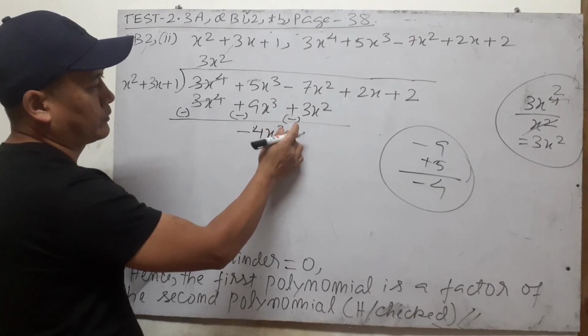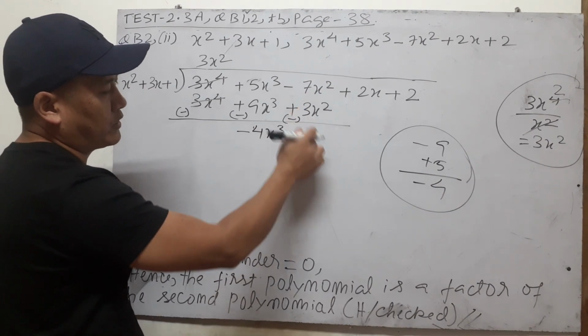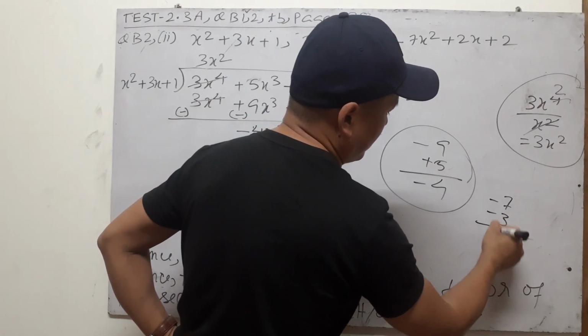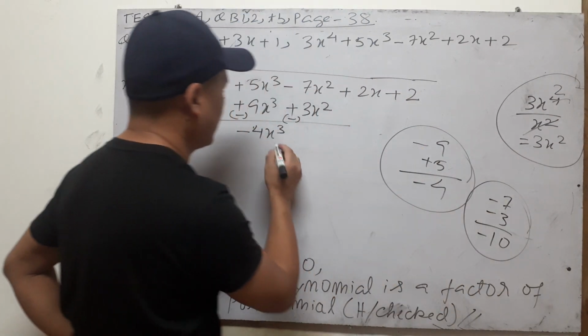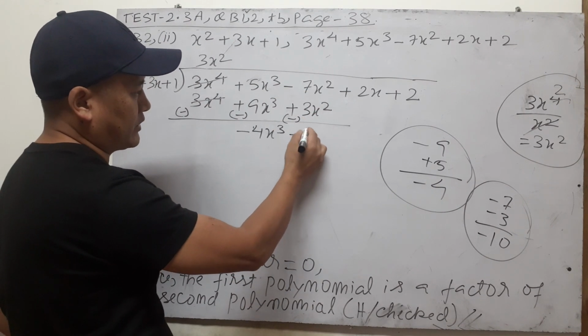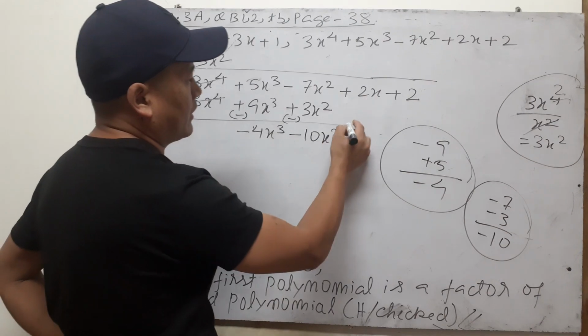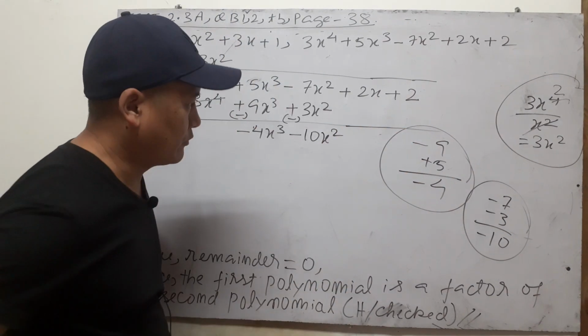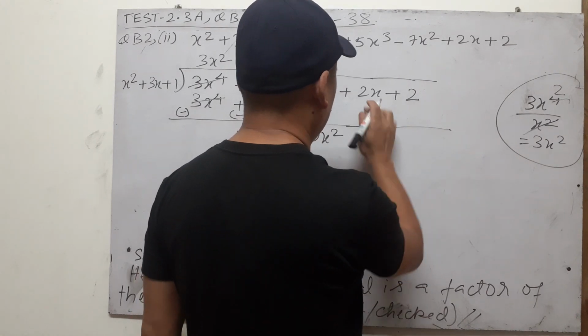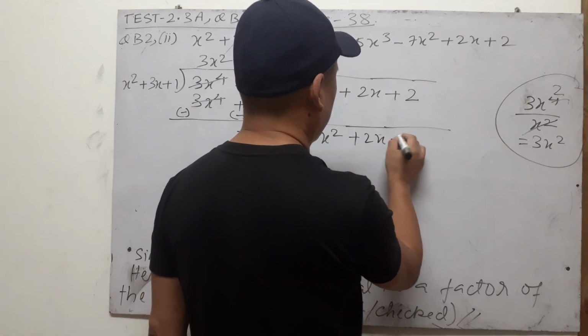So we know minus 9x cubed plus 5x cubed is minus 4x cubed. Then here minus 3, minus 7, both are minus means we add. So 7 plus 3, 10, and both minus means sign is minus after adding. So minus 7x squared plus minus 3x squared is minus 10x squared. And whatever is remaining, again we have to write it down to obtain the new remainder. So here plus 2x plus 2.